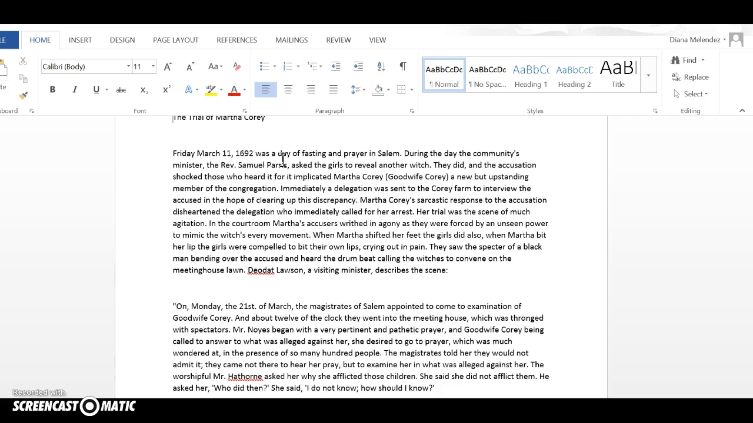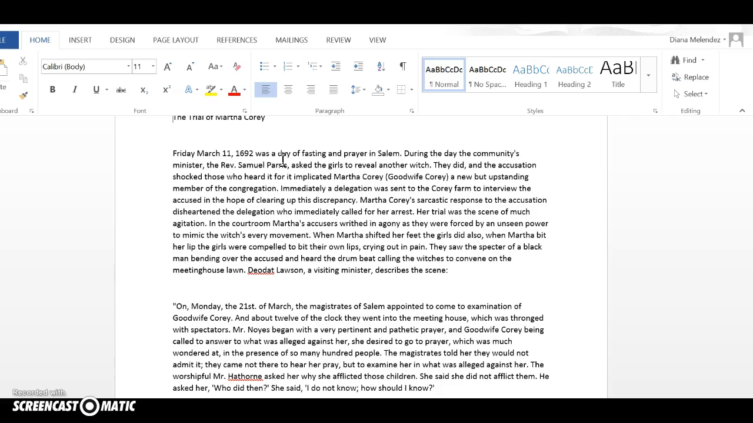Her trial was the scene of much agitation. In the courtroom, Martha's accusers writhed in agony as they were forced by an unseen power to mimic the witch's every movement. When Martha shifted her feet, the girls did also. When Martha bit her lip, the girls were compelled to bite their own lips, crying out in pain. They saw the specter of a black man bending over the accused and heard the drumbeat calling the witches to convene on the meeting house lawn. Deodat Lawson, a visiting minister, describes the scene.